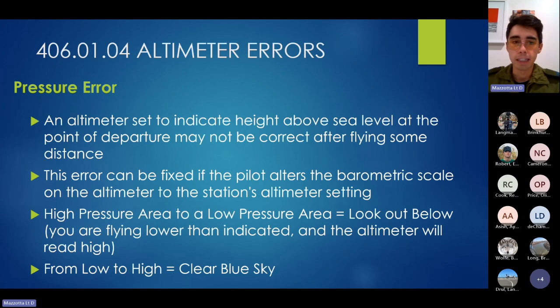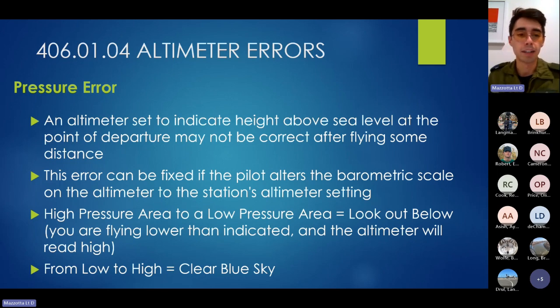So just like the airspeed indicator, the altimeter is also prone to some errors. Pressure error: the altimeter is set to an indicated height above sea level at the point of departure and may not be correct after flying some distance. But this error can be fixed if the pilot alters the barometric scale, or the inches of mercury, to the nearest station's altimeter setting. So while you're flying en route, you want to adjust your altimeter as you go so you get a more correct altimeter reading.